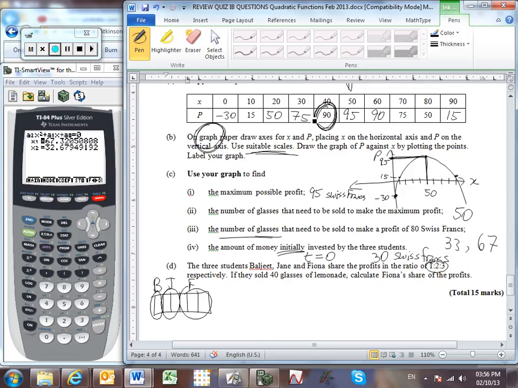How would we show that in a ratio of 1 to 2 to 3? Well, let's divide our 90 Swiss francs into 6 parts, because we know that Baljeet will only get 1 of those 6 parts, Jane will get 2 parts, Fiona will get 3 parts. We divide it into 6 equal parts. Each part will be 15. So that must mean that Baljeet got 15, Jane got 15 plus 15, that's 30, and Fiona got 15, 15, and 15, and she's the one that we're being asked for. What's her share of the profits? 45 Swiss francs. Alright, good luck studying for your quiz.